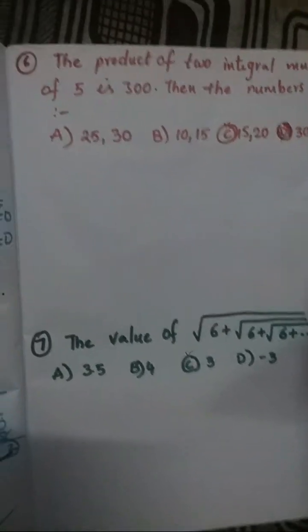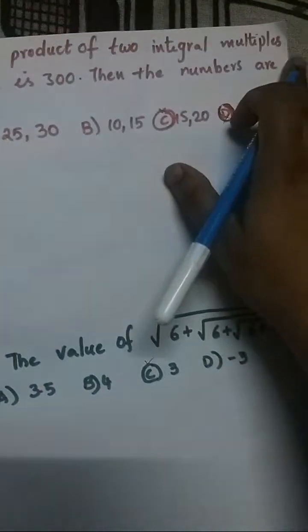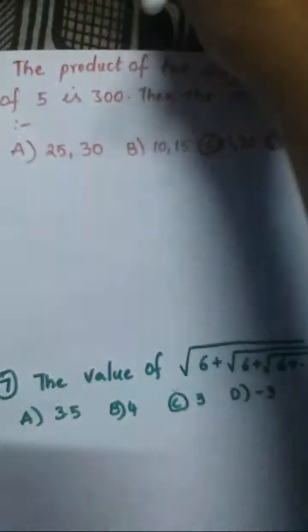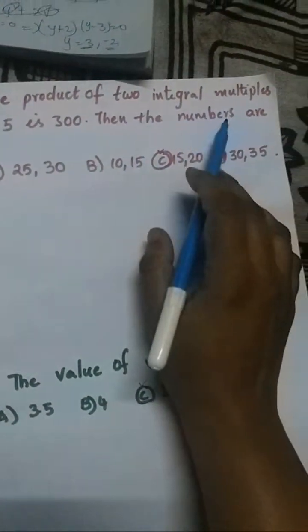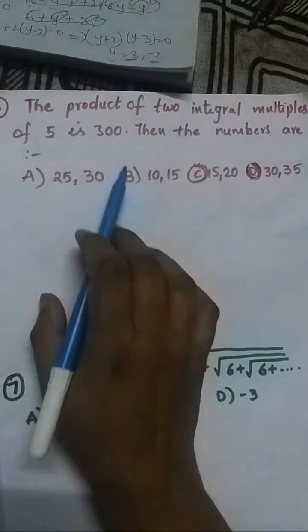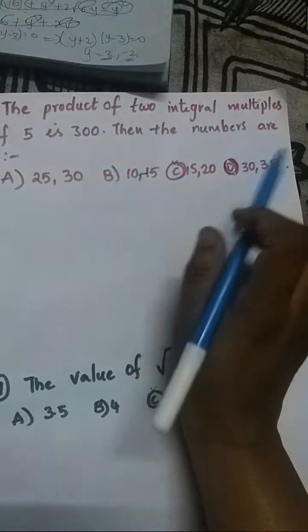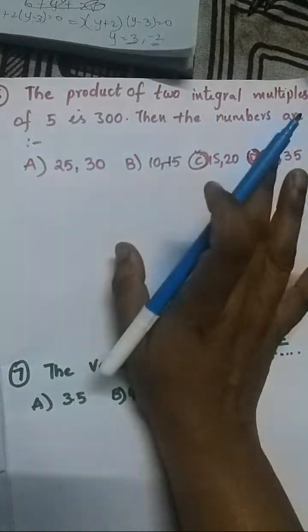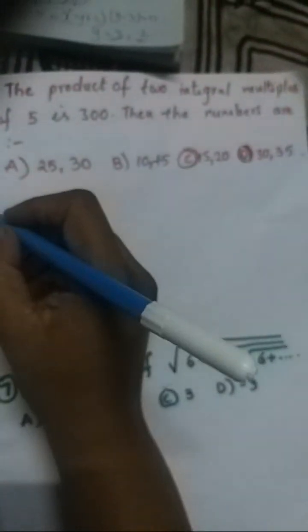Now the sixth question: the product of two integral multiples of 5 is 300. We have to find the numbers, two integral numbers. From the options we have to choose only one by doing the solution very easily and quickly.